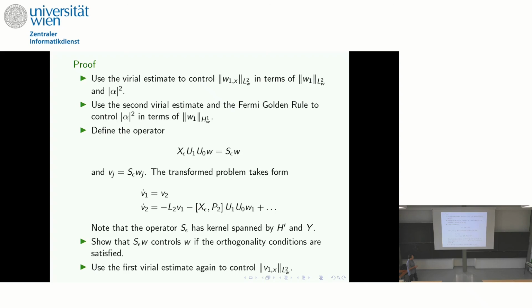And once you have this, you can use the first virial estimate again to control the derivative of V. That allows you to control the derivative of W, okay? And then you can close all the estimates, and you're done. Okay, so this is in a nutshell the scheme of the proof.